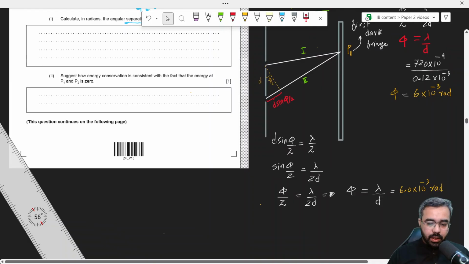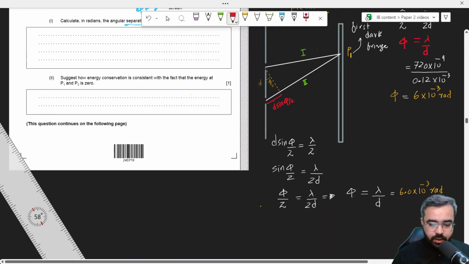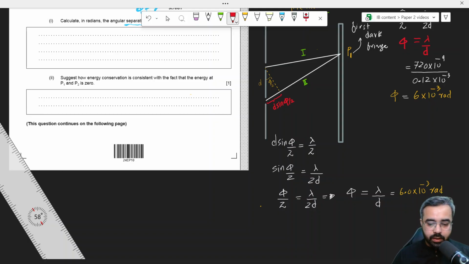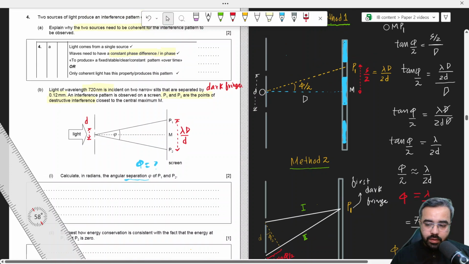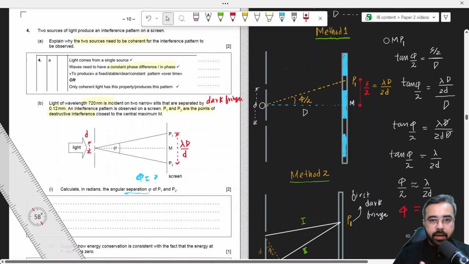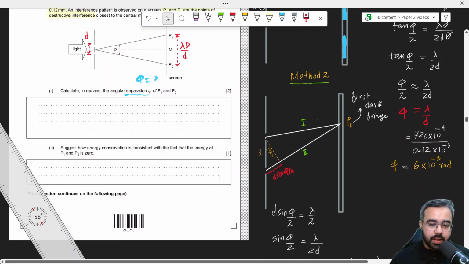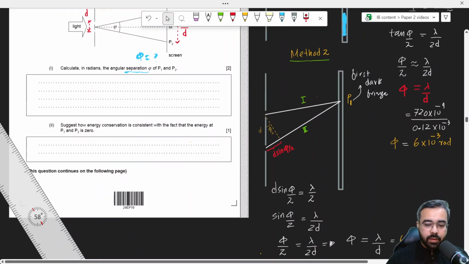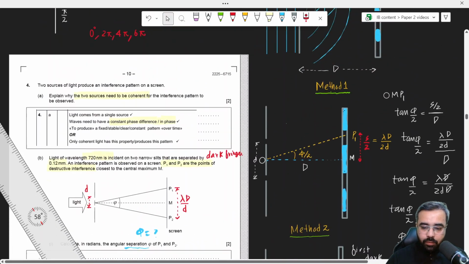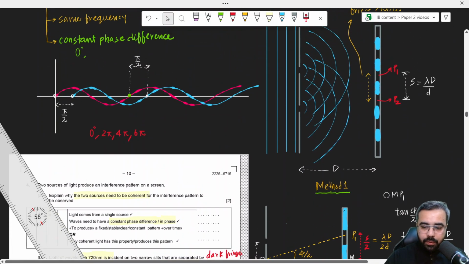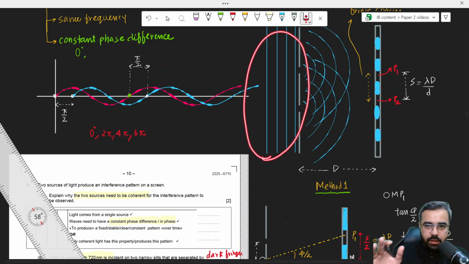Now I'm going to the third question. Suggest how energy conservation is consistent with the fact that energy at P1 and P2 is 0. You know that the law of conservation of energy cannot be violated. So how is this manifested in this question, how does it happen in this double slit experiment? All the energy that falls on the two slits, I have shown you this light has certain energy, so this energy is conserved.